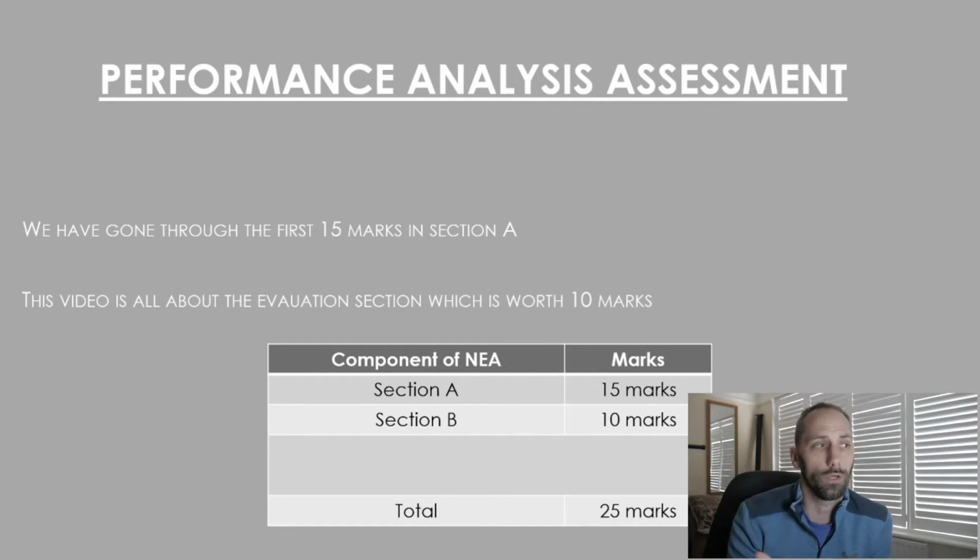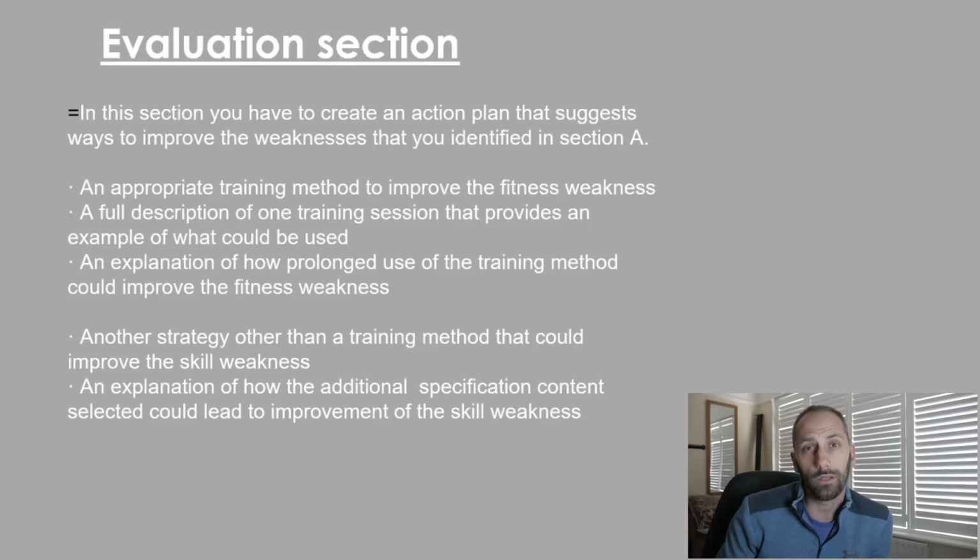So with your coursework, we've got section A, which is worth 15 marks, and section B, which is worth 10 marks. Those 10 marks are all about your ability to now start to evaluate how you're going to do something about the bits you identified in section A as your weaknesses. If we look back at section A, remember we had to talk about a strength and a weakness for some skills or tactics, and a strength and a weakness for some fitness aspects, or fitness components, I should say. So let's have a look at what you have to do in this evaluation section.